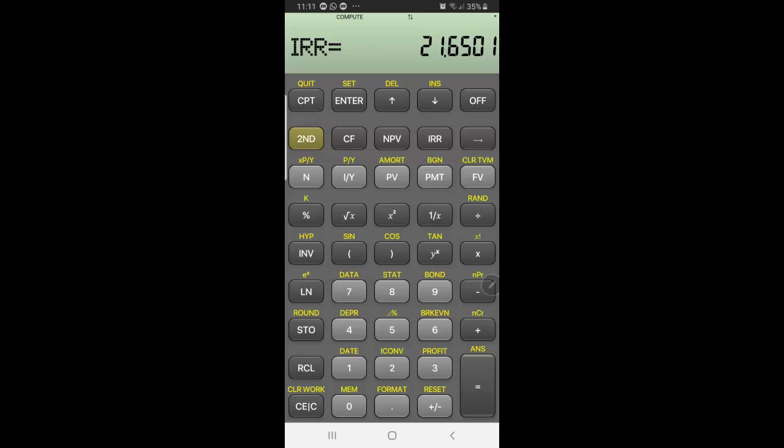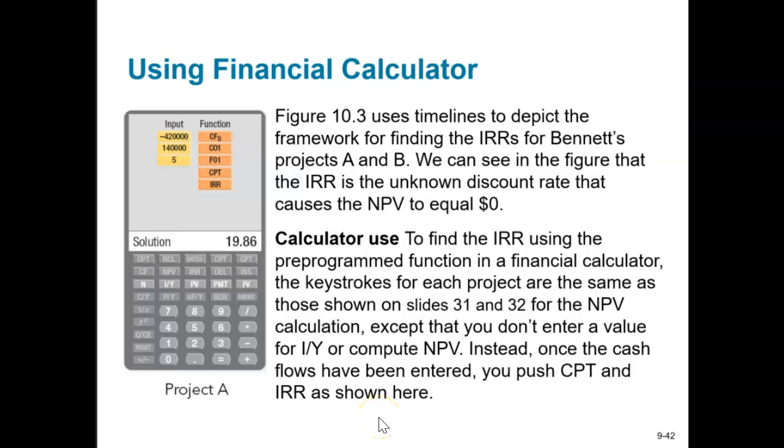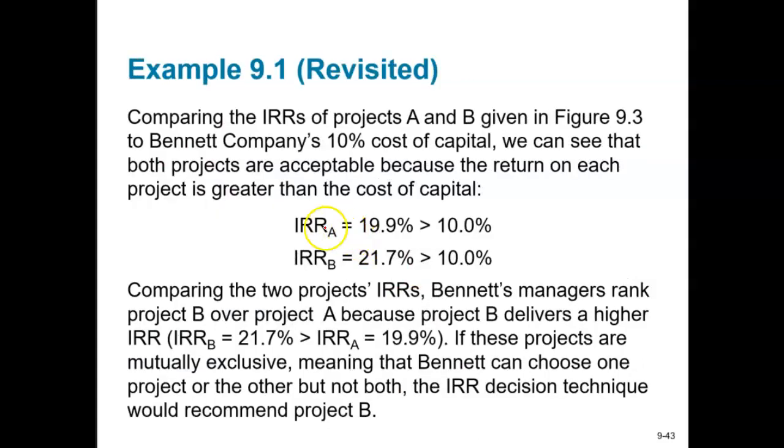Okay, so 21.65%. So similarly, if you do for the previous one, project A, you will get the same thing. So simply what you are going to do, press IRR and that's it. Okay, so when we computed the IRR using the financial calculator, we got IRR for A as 19.9 and IRR for B was 21.7, which is greater than the cost of capital. So both projects will be accepted.